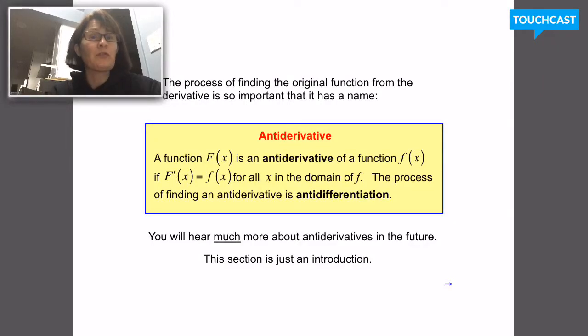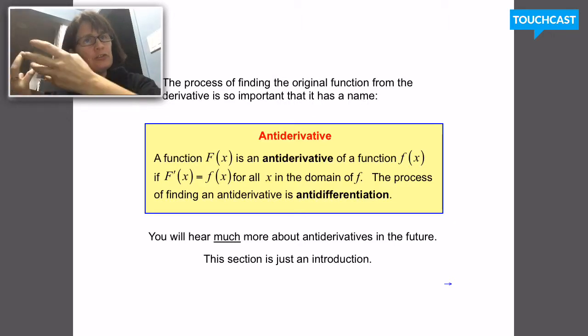Now, you've probably been expecting this for a while. We've been learning how to take derivatives. So it's time for us to talk about what it would mean to undo the taking of a derivative. You're used to this process.